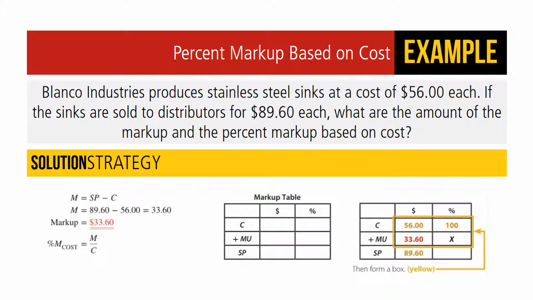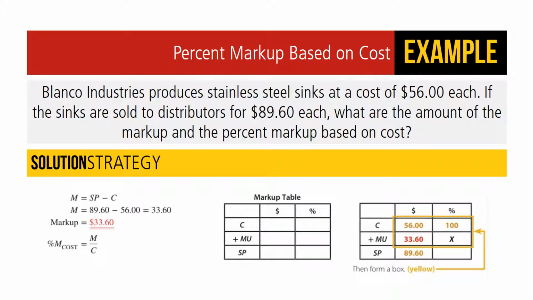You can see this in orange. Step 2. Calculate the figure for the remaining cell in red here in the column without the X. That's $89.60 minus $56 to equal a total of $33.60 for your percent markup based on cost.